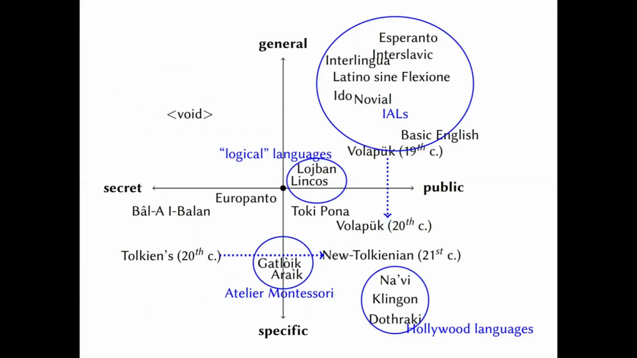So this is my taxonomy of languages. There are many of them, as you can see. They can be used for general use or specific use. General use means that they are meant mainly for international communication and used generally in the real world. And this is the big group of international auxiliary languages, Esperanto and its rivals.